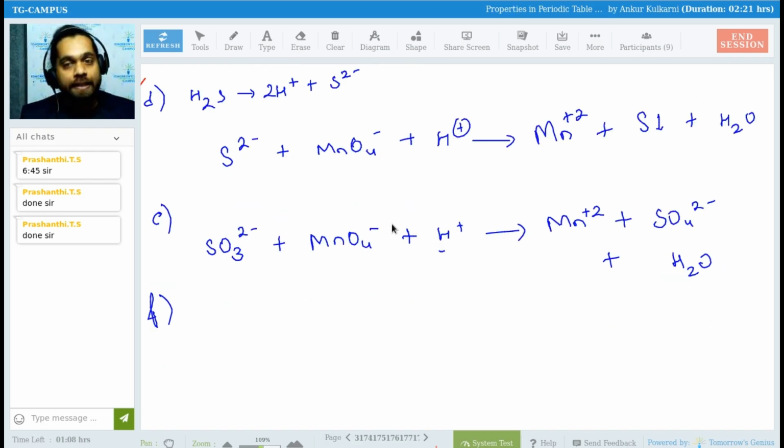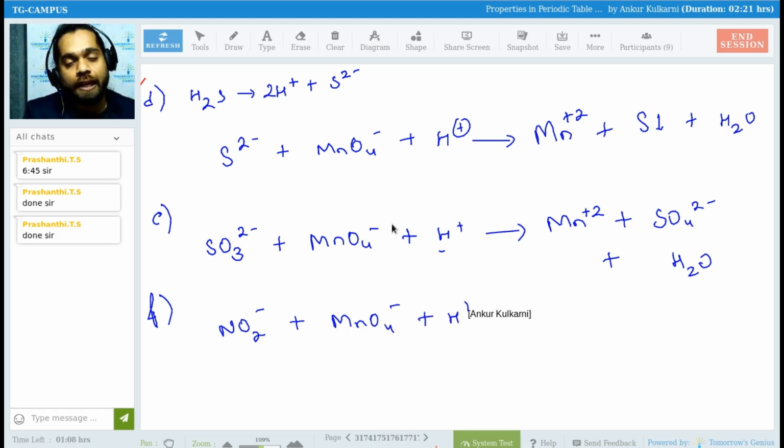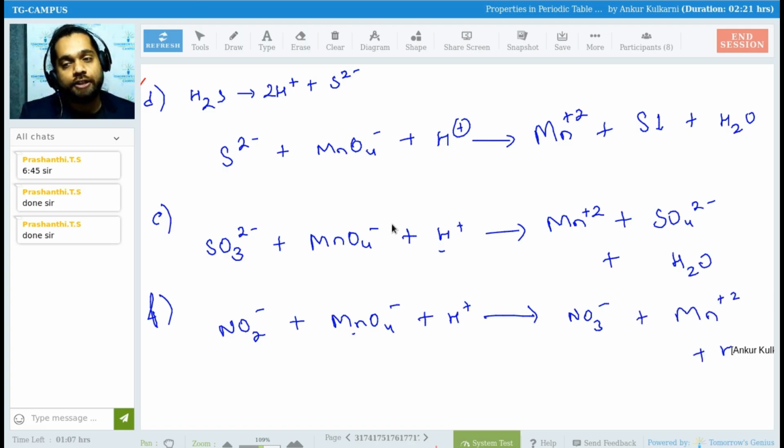Okay, sure. Now similarly, same thing over here. NO2 minus, your nitrite. If I oxidize it, again with MnO4 minus and H plus, write it down please. It will oxidize to what? NO2 minus will oxidize to NO3 minus. Mn plus 7 again will give you Mn plus 2. Your H plus will again give you H2O. Come on, write it down. I hope it is simple, yeah? It should be simple now.